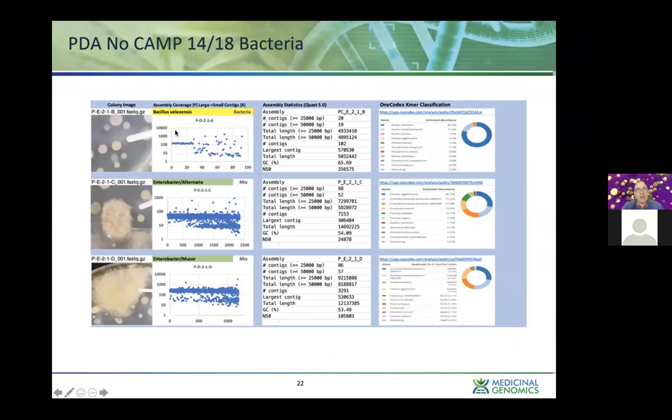This is PDA with no chloramphenicol, and in this case, the ratio starts to shift so that the predominant number of species here are in fact bacteria, because there's no antibiotic selection. There's still fungi coming through, and occasionally those fungi have bacteria underneath them, and it makes for some messy counting.